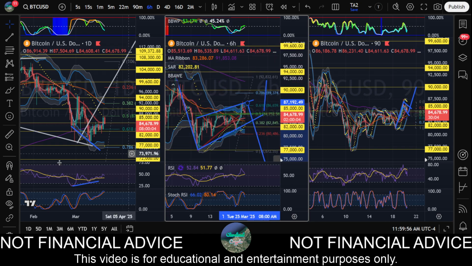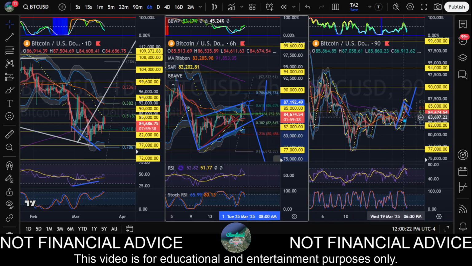Look at that. Still seeing this bull div on the daily. Although the daily Stochs are getting a little bit overbought, and the RSI has not worked its way back into bullish territory. So yeah, we're just waiting for this bear flag to get invalidated. Until that happens, we've still got downside possibilities, but things are looking okay.